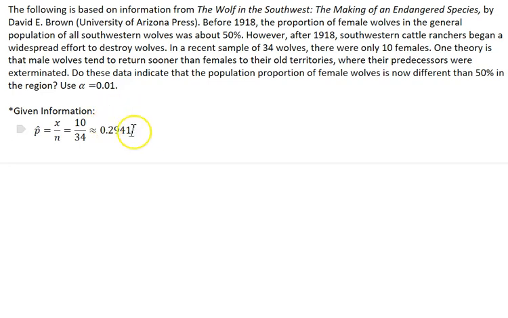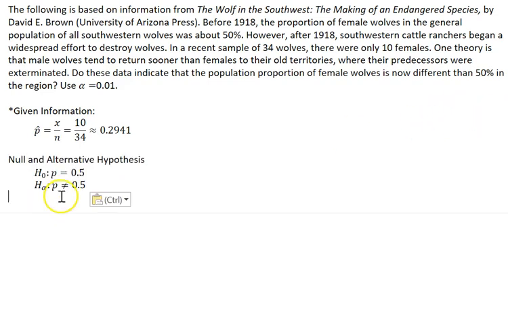So I got a sample proportion of 29.41%. Is 29% super far from 50%? Far enough for me to say that my null hypothesis, that it's 50-50, is incorrect or not, right? That's what I'm testing. So my null hypothesis is that it's 50%. My alternative is not that it's less. My alternative is that it's different. So my alternative hypothesis is that I have something different than 50%.